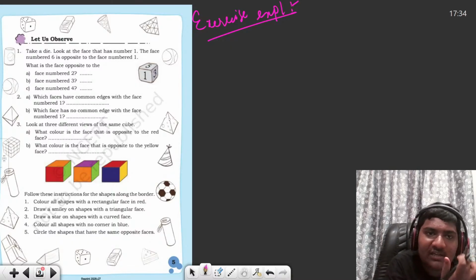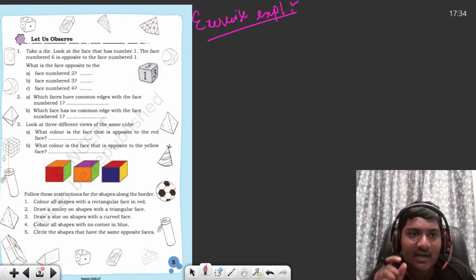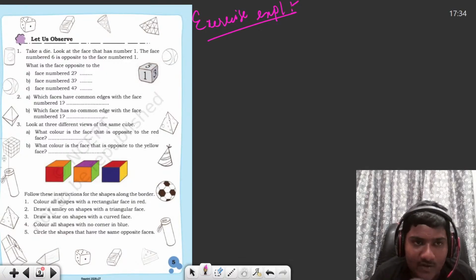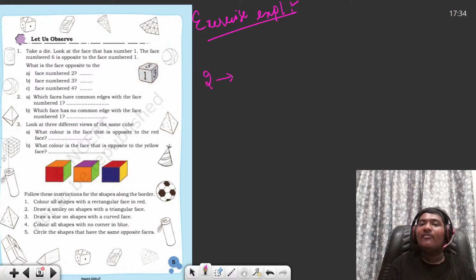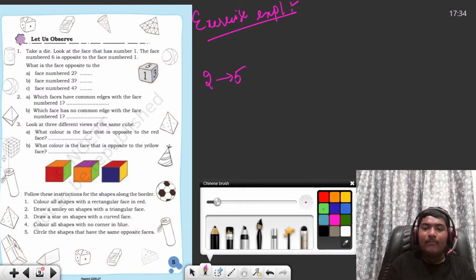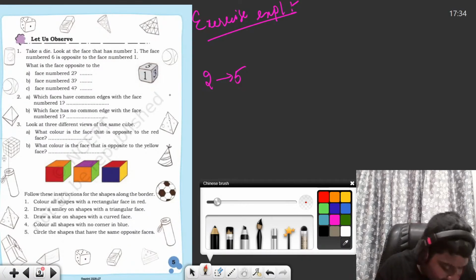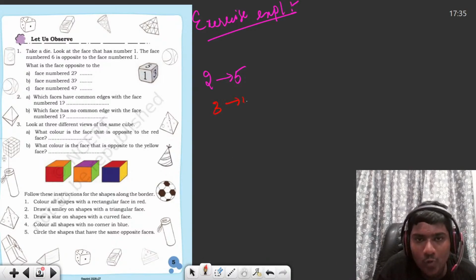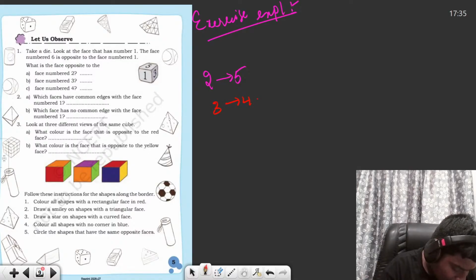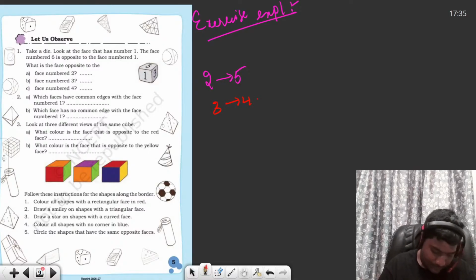So read the question. Take a die. Look at the face that has number 1. The face numbered 6 is opposite to the face numbered 1. What is the face opposite to face number 2? The answer will be 5. Make sure to learn the easy tricks, children. Face number 3, then the answer will be 4. You may ask how, but it is a trick. Opposite to 4, children, it is 3. You must have minimum sense.